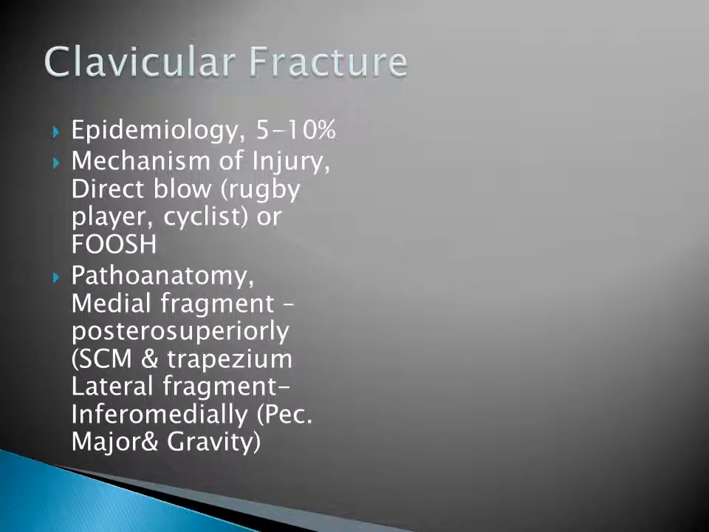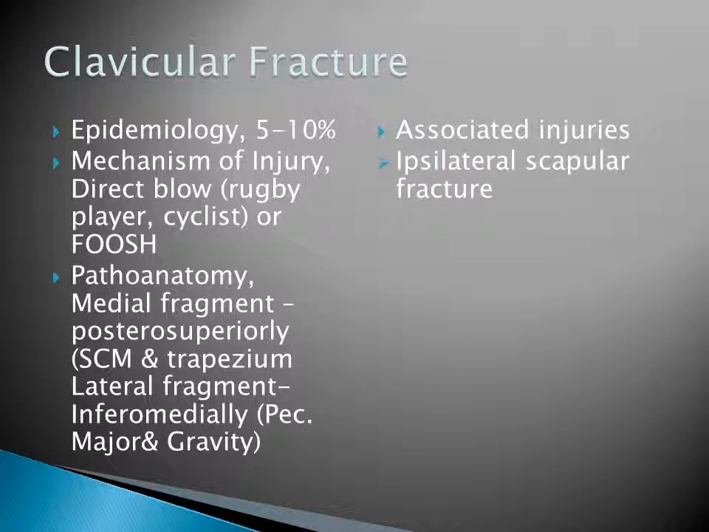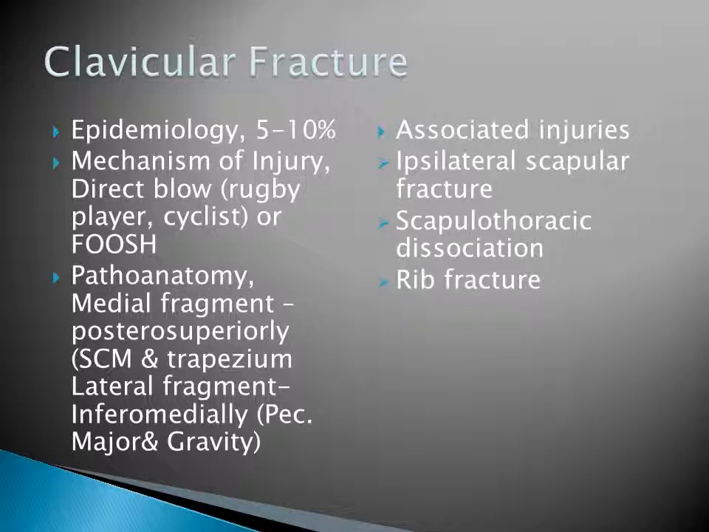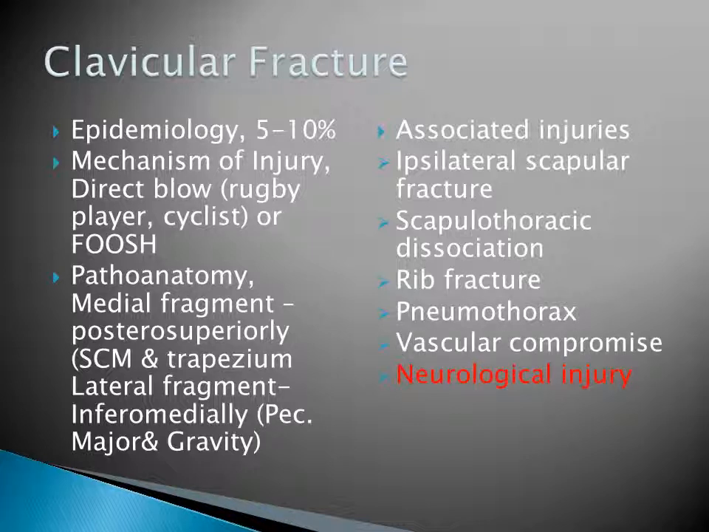In this fracture, the medial fragment is likely to displace posterior-superiorly due to the action of the sternocleidomastoid and the trapezius muscle. The lateral fragment is likely to be displaced inferior-medially due to the action of the pectoralis major and gravity. These fractures are associated with ipsilateral scapular fractures, scapulothoracic dissociations, rib fractures, and pneumothoraxes, as well as vascular compromise. In addition to this, there is also neurological injury.